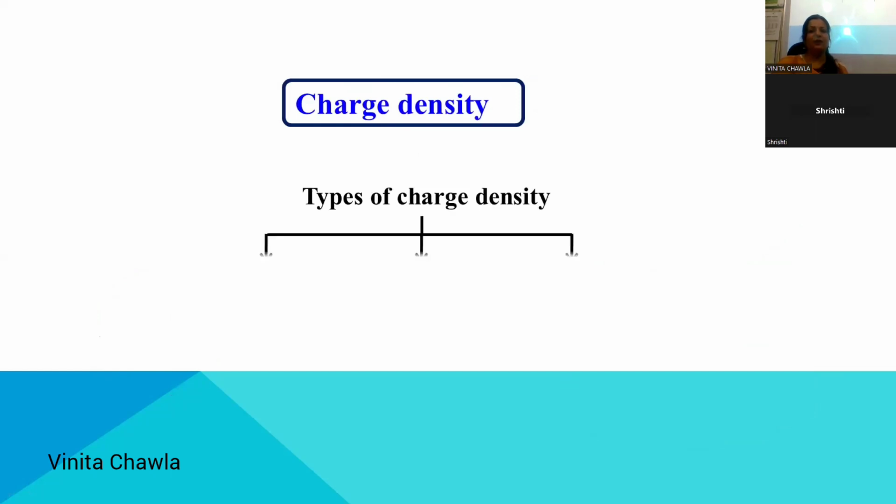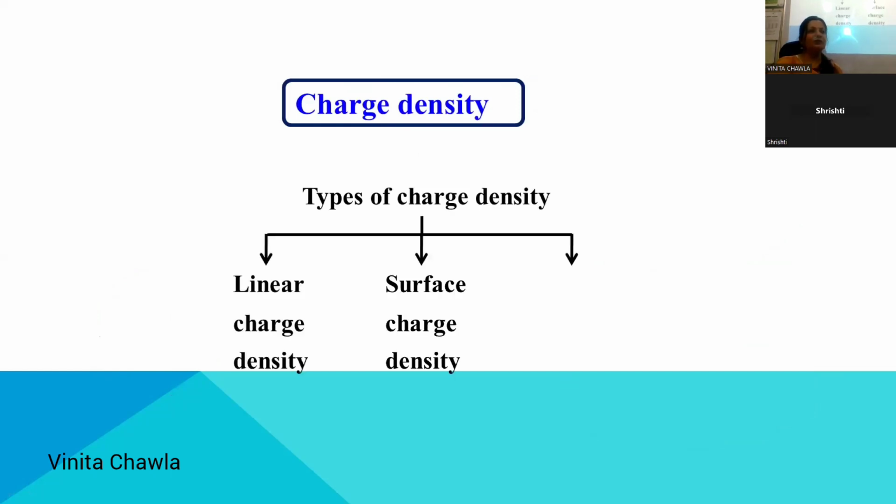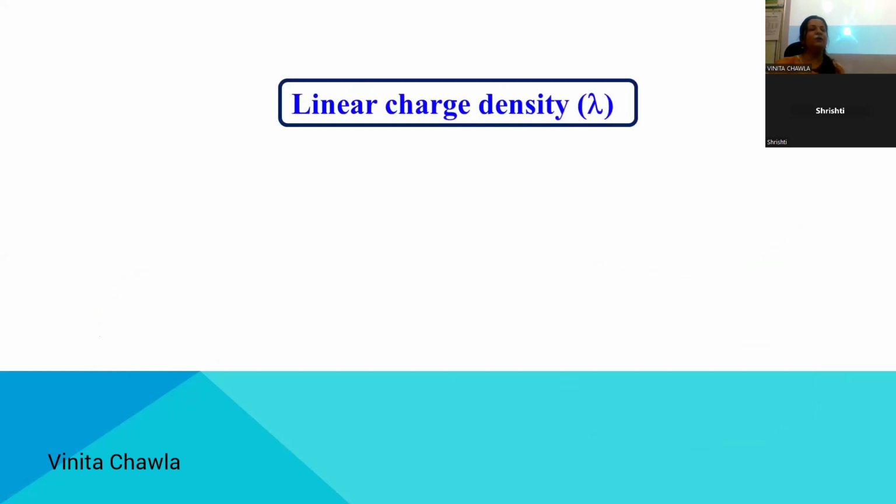Now we have different types of charge density: linear charge density, surface or superficial or areal charge density, or volume charge density. So there are three types of charge density, right? So the first one is linear charge density. Linear charge density is denoted by the letter lambda.